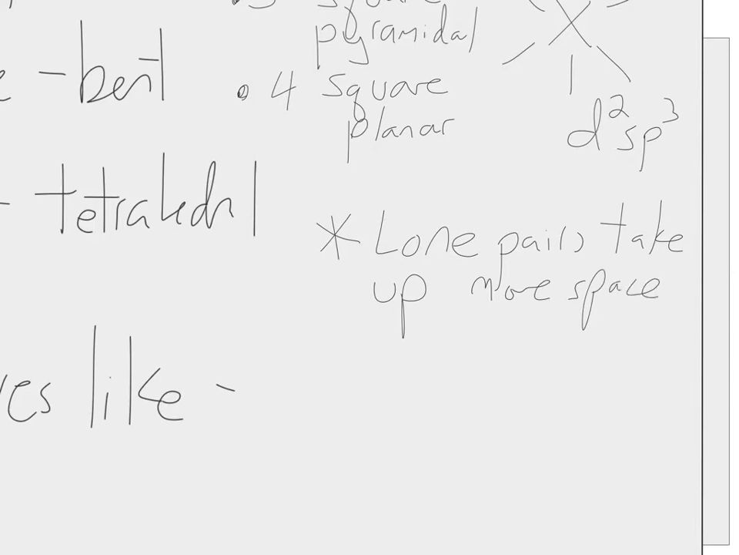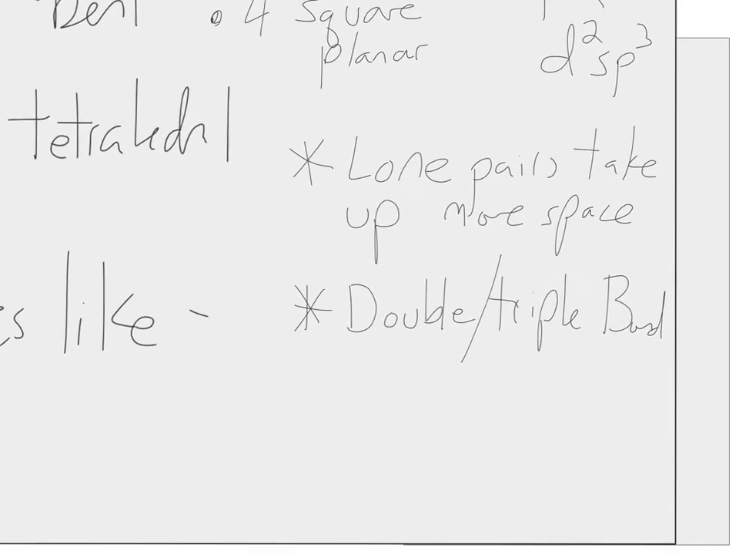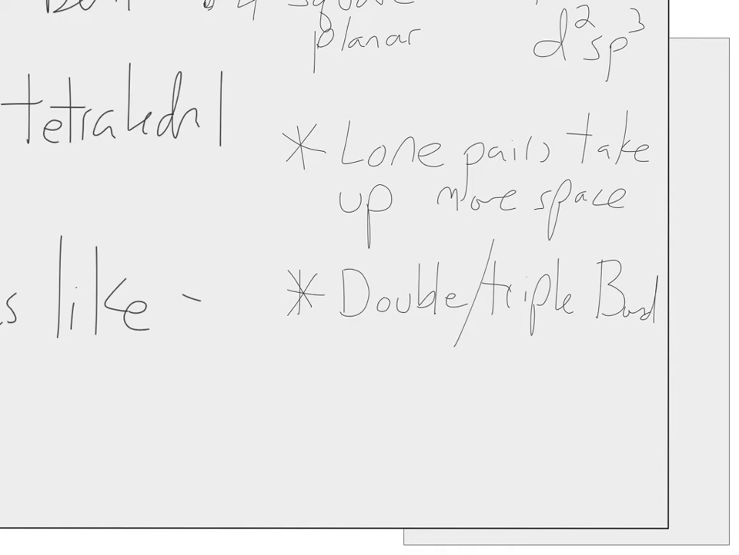Lone pairs take up more space. And then when you have double and triple bonds, they take up 1 domain. They only count once. So that CO double bond, this is 1 region of space here. So CO2, there's only 2 regions. There's 4 bonds, but there's only 2 regions. This is a linear molecule.